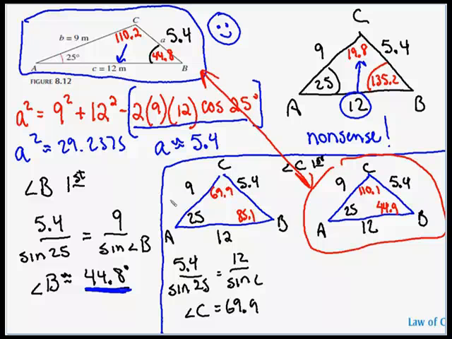Our first triangle here is a nonsense triangle. Here is our largest side, 12. It is not across from the largest angle. So this one is nonsense.